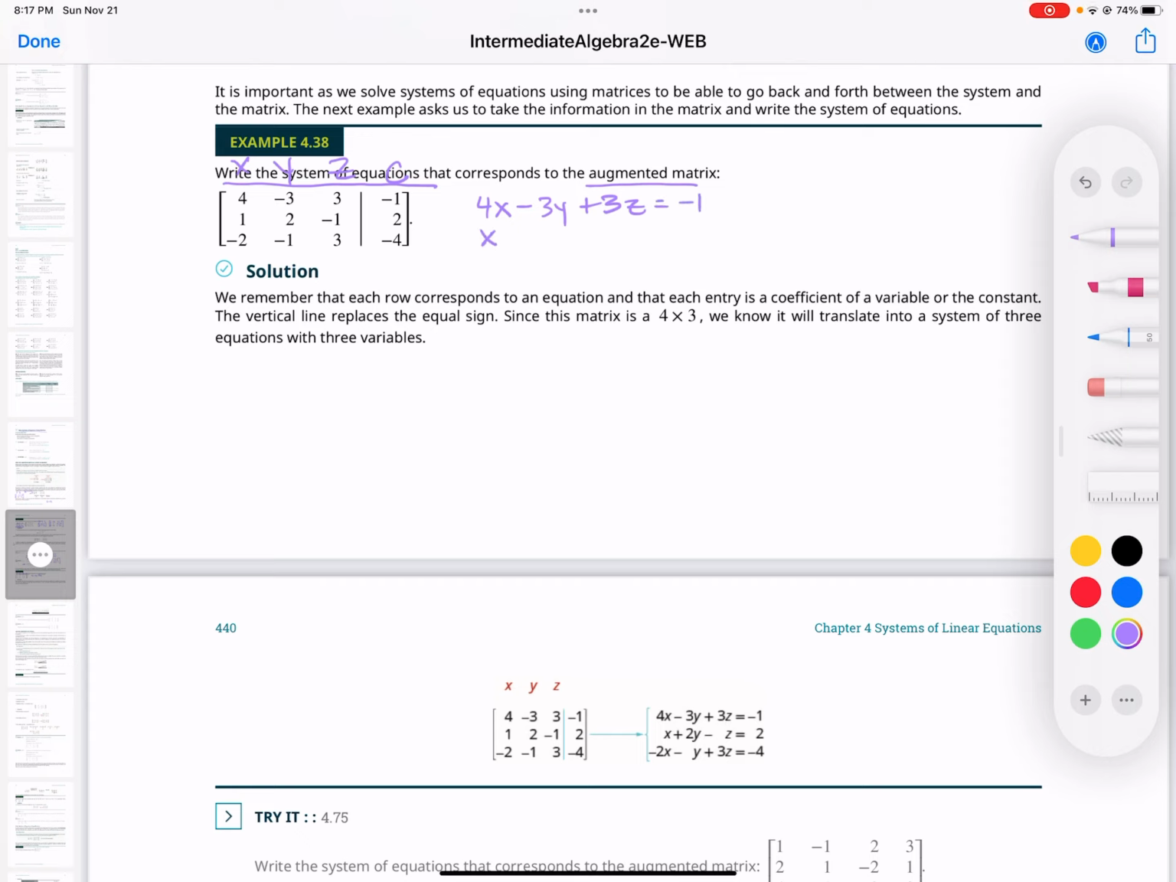X here. If it helps you, go ahead and put the 1. It doesn't matter. Do whatever helps you, even if it's a little bit redundant. That's okay. Plus 2y minus 1z equals 2. And then -2x minus y plus 3z equals -4. So this is our system of equations that corresponds to this augmented matrix.